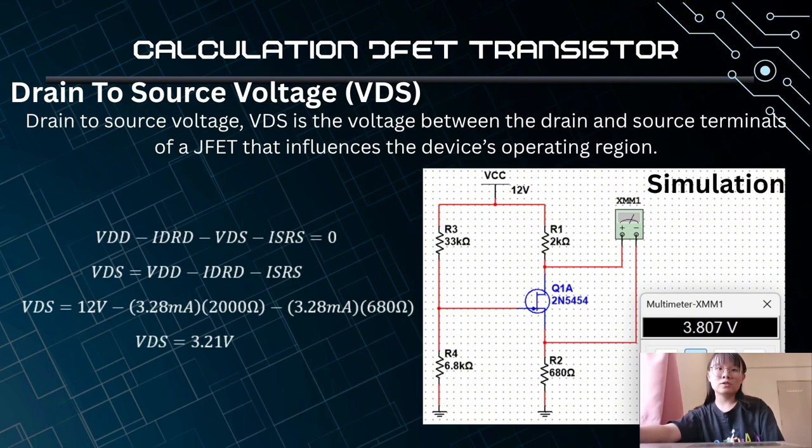Last, we will calculate drain to source voltage VDS. Drain to source voltage VDS is the voltage between the drain and source terminals of a JFET that influences the device operating region. The following is our calculation and simulation.